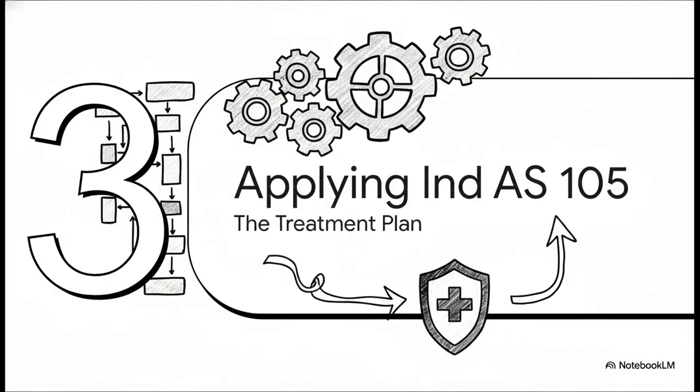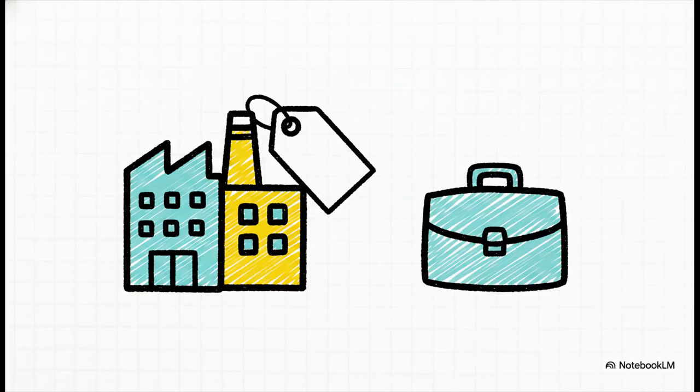Right, Section 3, applying Ind AS 105. Let's figure out the treatment plan. Since Ind AS 103 is totally out the window, C Limited, acting strictly as the seller, has to pivot. They must instead follow the requirements of Ind AS 105, non-current assets held for sale and discontinued operations. Recognizing this shift completely changes how we approach their books.